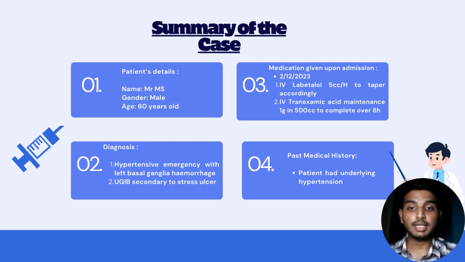So, the summary of the case is: the patient is Mr. MS, a 60-year-old male who has been diagnosed with hypertensive emergency with left basal ganglia hemorrhage and also upper gastrointestinal bleeding secondary to stress ulcer. The medications given upon admission on the 2nd of December were intravenous labetalol and intravenous tranexamic acid. The patient's past medical history was underlying hypertension.